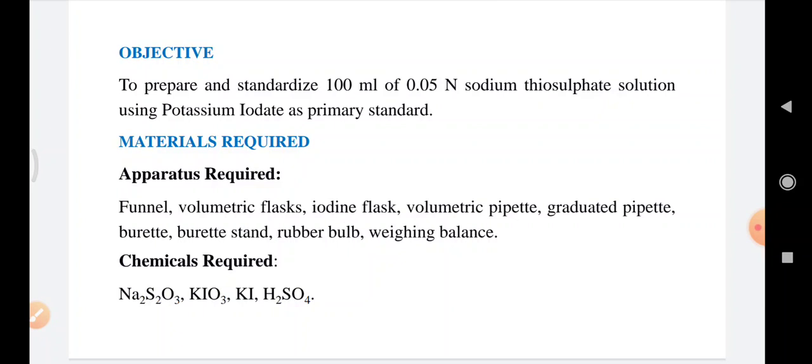What are the materials required? The apparatus which is required in the practical is a funnel, volumetric flask, iodine flask, volumetric pipette, graduated pipette, burette stand, rubber bulb, and the weighing balance. The chemicals which are required are sodium thiosulphate, potassium iodate, and potassium iodide with H2SO4.